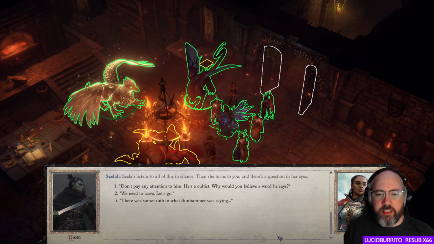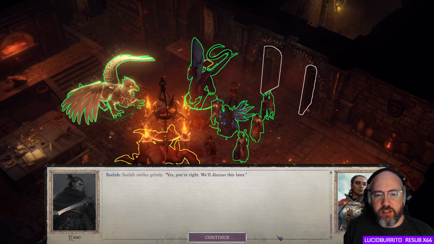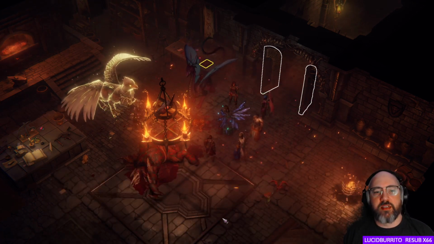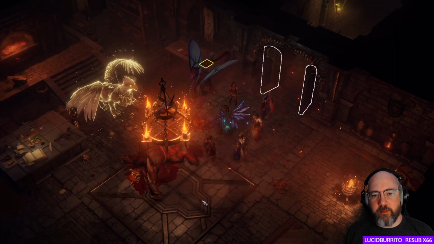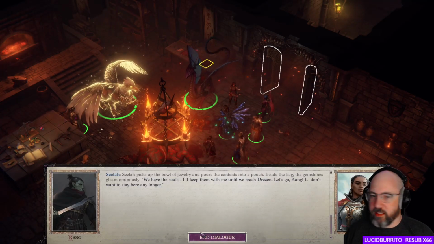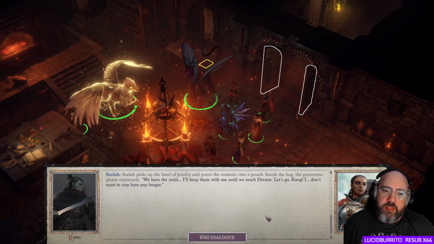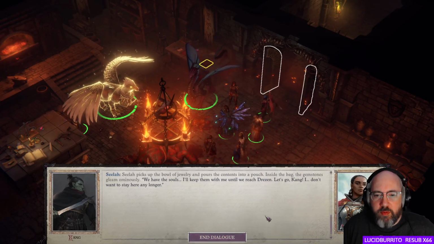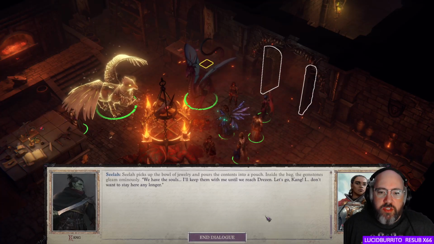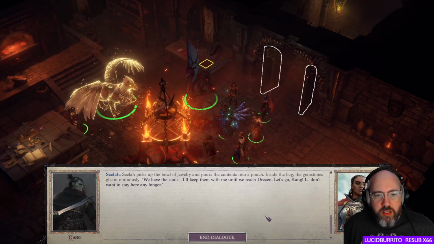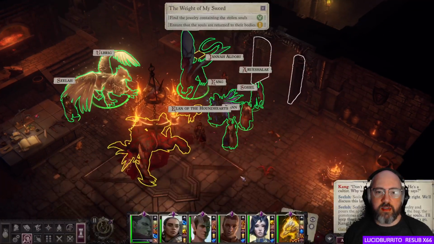Don't pay attention to him. He's a cultist. Why would you believe anything he says? You're right. We'll discuss this later. I mean, he is also right, but it doesn't matter because we didn't think killing him would turn the world into a paradise. Sela picks up the bowl of jewelry and pours the contents into a pouch. Inside the bag, the gemstones gleam ominously. We have the souls. I'll keep them with me until we reach Dresden. Let's go. I don't want to stay here any longer.